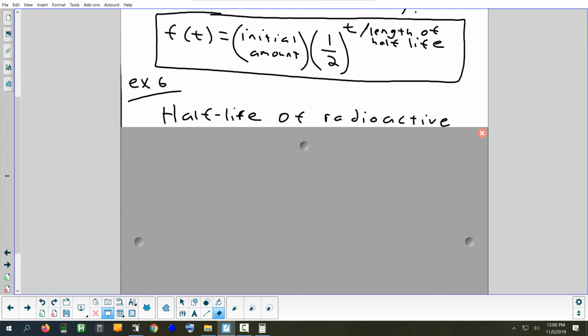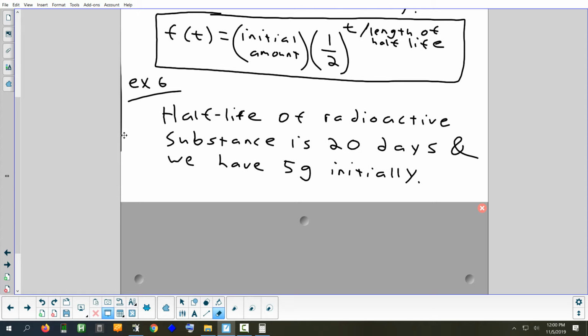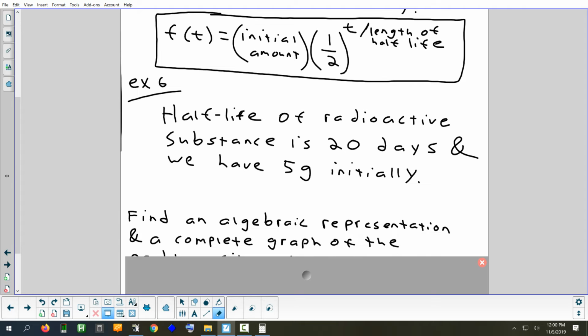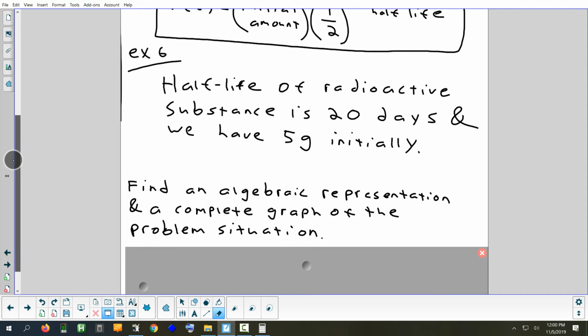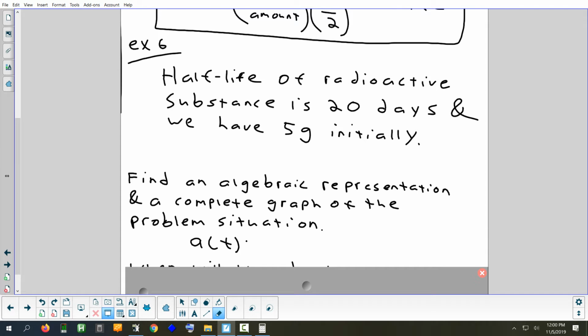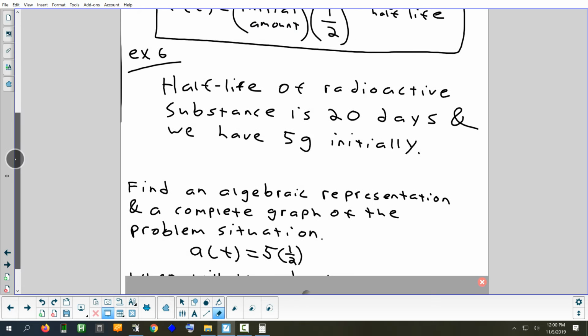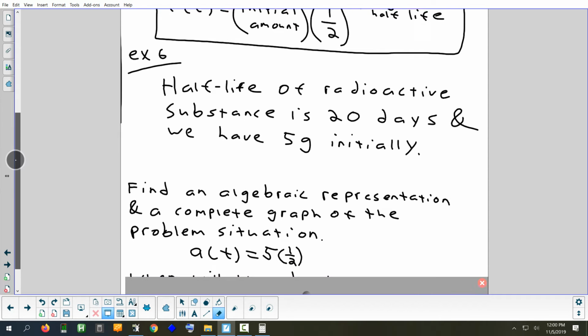So let's set up an equation for that. The half-life of a radioactive substance is 20 days, and you're starting out with 5 grams. So what would be my equation? So the amount is what? 5. And what's the length of the half-life? 20. So what's my exponent?